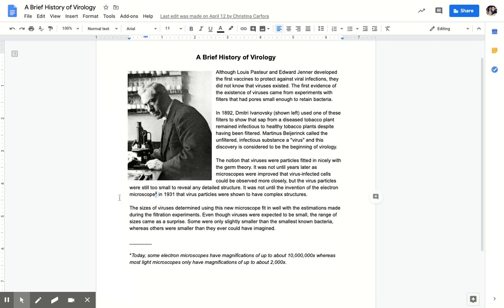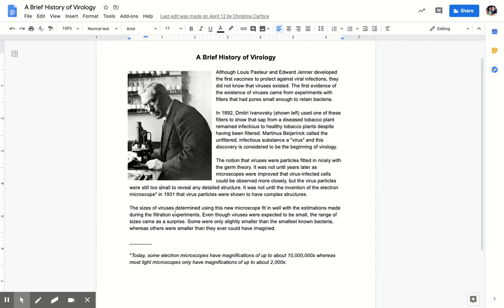That means that there's a footnote at the bottom that relates to this electron microscope concept. So let's pause here, go down to the bottom. Today, some electron microscopes have magnifications of up to 10 million times, whereas most light microscopes have only a magnification of up to 2,000 times.